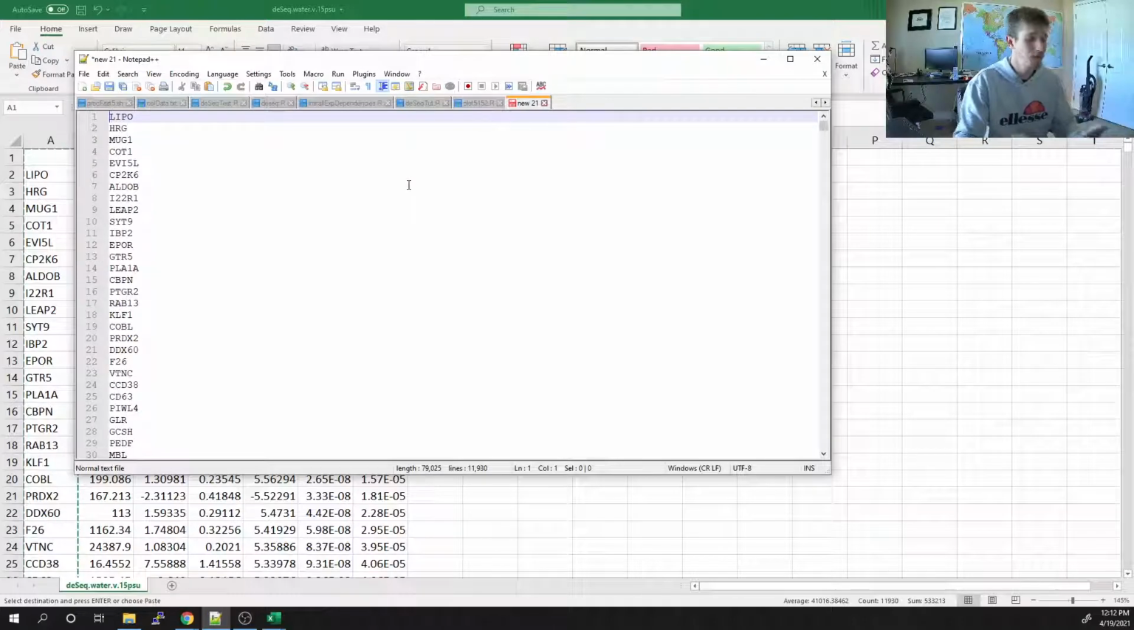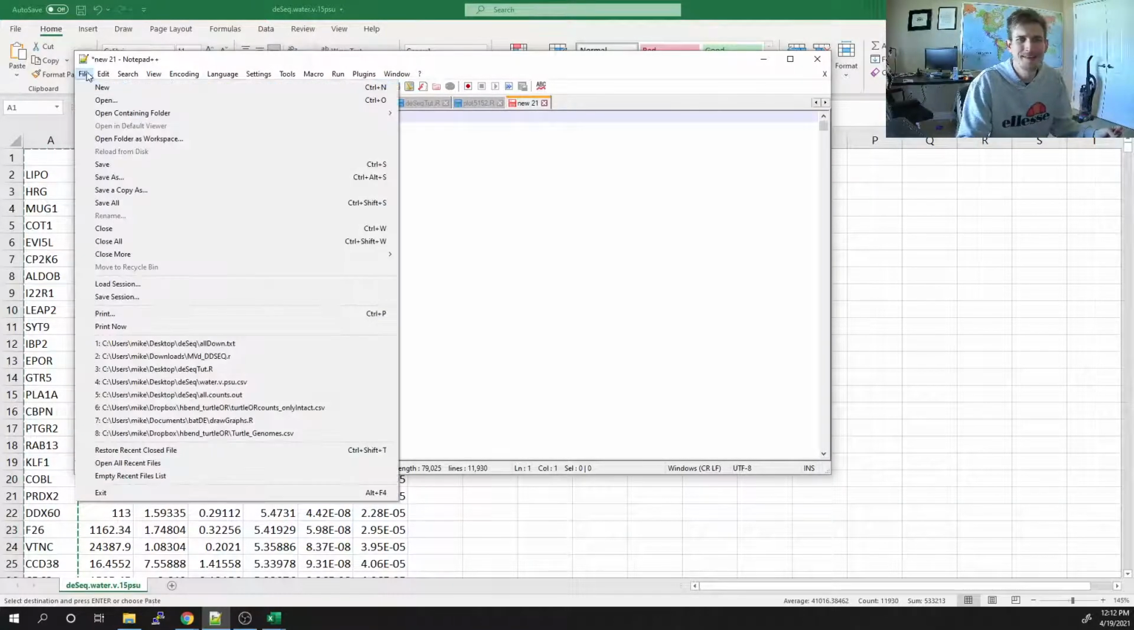So I'm going to save. I have all the genes that we identified in all of our liver tissues, about 11,000 genes. So I'm just going to save this as all_genes.txt.